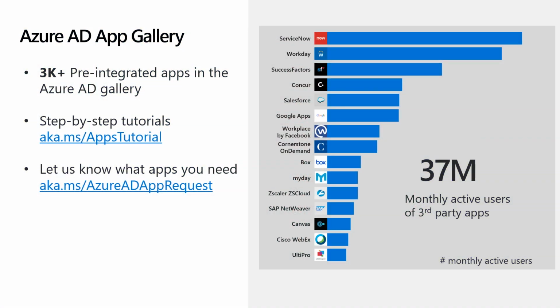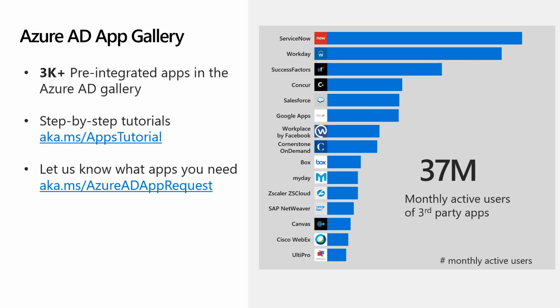So let's talk about the Azure Active Directory App Gallery in a little more detail. The App Gallery is basically a templatized version of the applications. There are 3,000 plus pre-integrated applications in the Azure Active Directory App Gallery. For all the federated applications, we have produced documentation for each and every application. So there are step-by-step tutorials available. You can go to aka.ms/apps-tutorial as a short URL, and you can see all the tutorials over there.